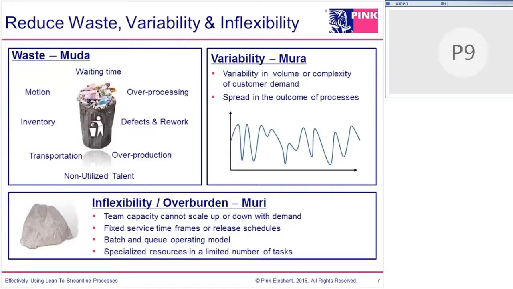Waiting time, just what it sounds like. I simply have to wait between steps. Way too long. It's amazing what we do. Over-processing, overdoing it. Defects and rework, simply making mistakes and having to fix them. Overproduction, I make too much or too many. And then non-utilized talent. I have very smart people, but I don't have anything for them to do in their area of expertise, so I use them in a much lesser capacity. Variability is that up and down variance, if you will, of customer demand.